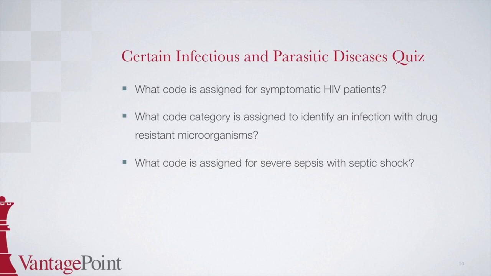Our third answer is R65.21. You can find this code by going to sepsis in the alphabetic index and then looking for the term severe. Under severe, indented below is the verbiage with septic shock, which codes to R65.21. Remember, you would first code the sepsis infection first, followed by R65.21, and then any associated organ dysfunction. And of course, with all questions, we always confirmed our answers in the tabular index.